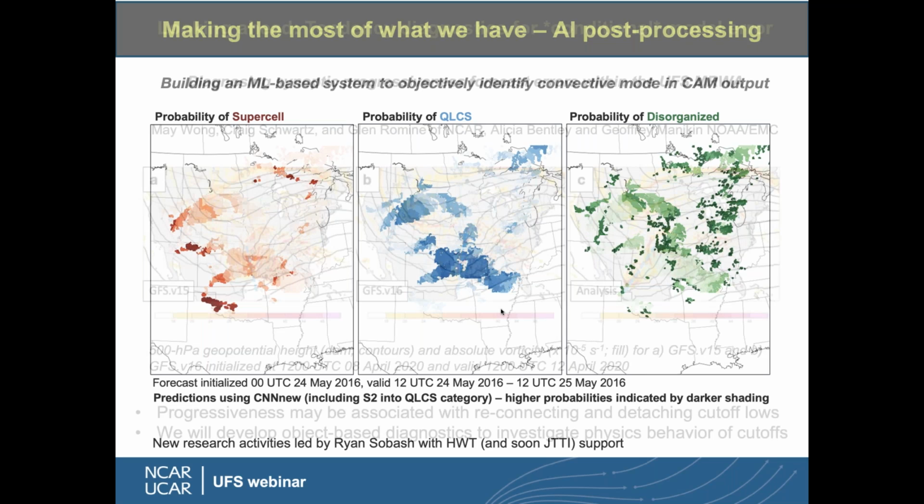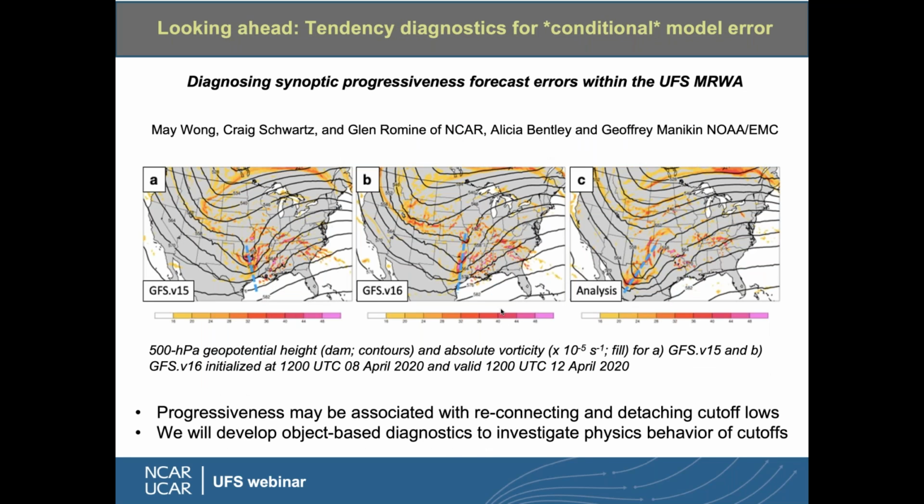All right, so I do want to make just a quick pitch for some of the work that we're looking forward to. This is work that we hope to get going with support from the JTTI program, and we'll have some new collaborators with Alicia Bentley and Jeff Manikin from NOAA EMC. What we're going to be trying to do is really look at diagnosing forecast errors within the medium range weather forecast system. What's shown here is an example from a particular forecast using two different versions of the GFS, so version 15 and 16.